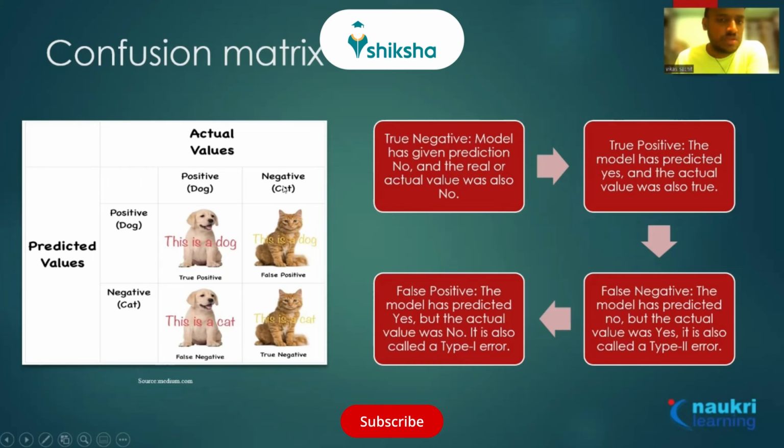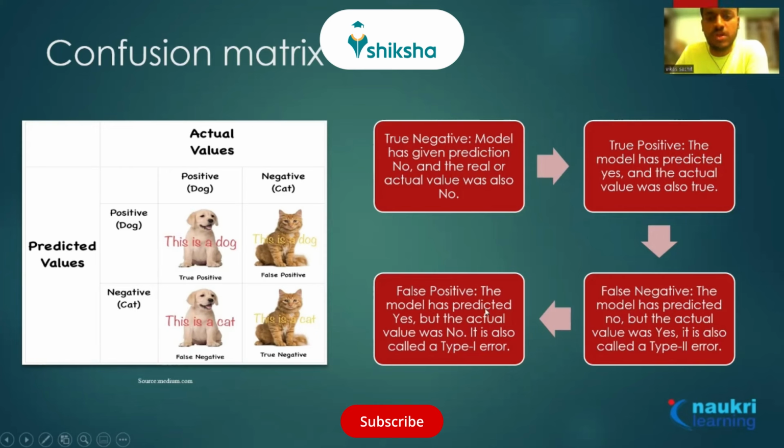Similarly, it is actually a cat, and my model also predicts a cat. In that condition, this is known as a true negative. So what is true negative? The model has given a prediction no, and the real or actual value was also no. That is known as a true negative. In a true positive, the model has predicted yes, and the actual value was also yes. Both sides yes. That is known as true positive.